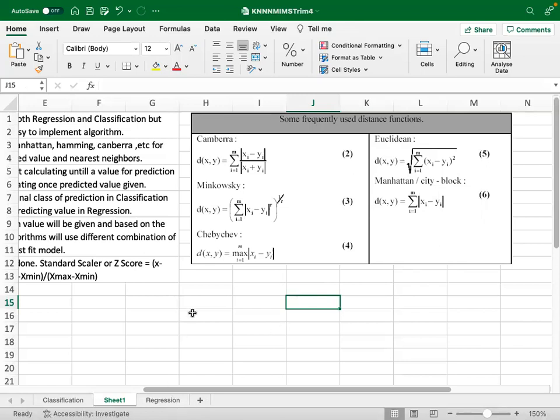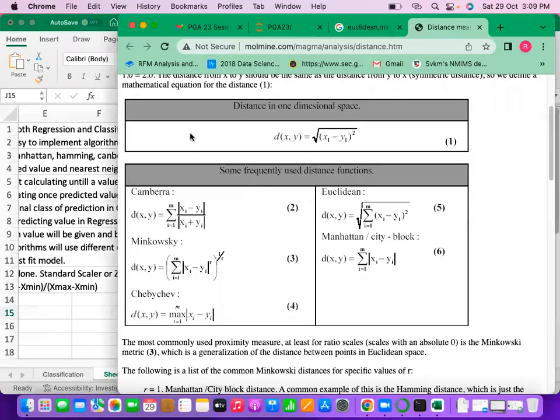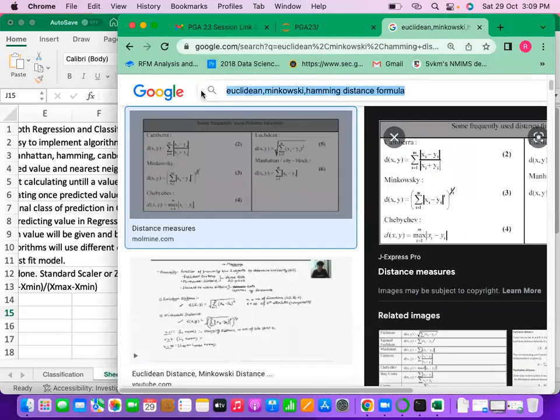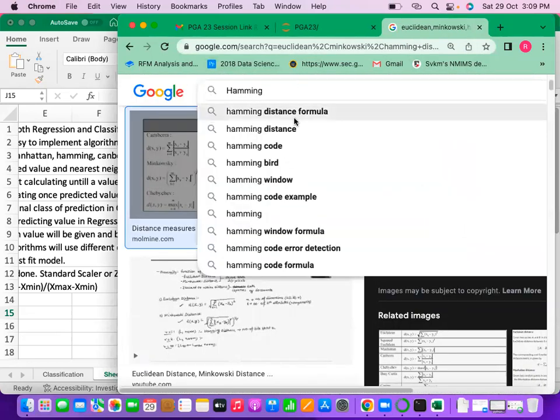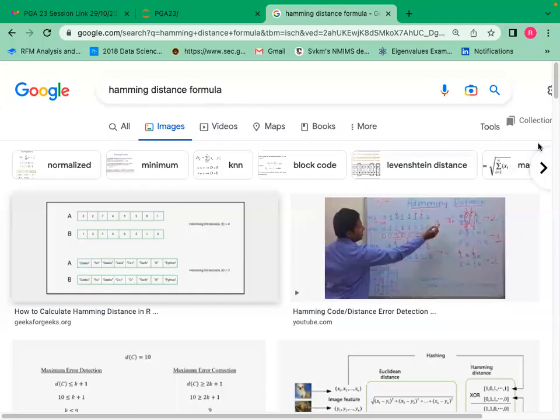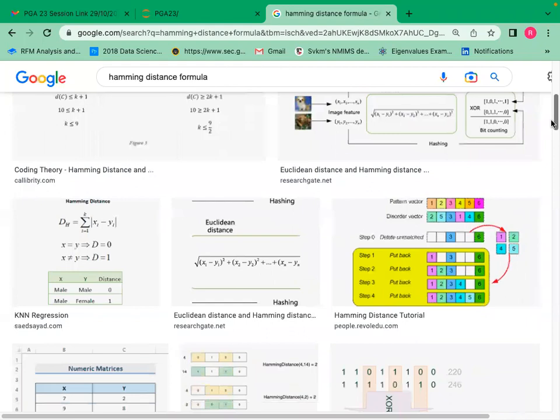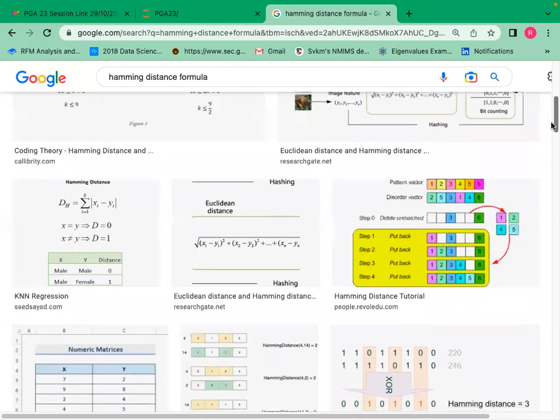And if you are using text data, we use Hamming distance. Text mining also we will do. We use distance methods in text also, natural language processing. There, the predominantly used method is Hamming. Hamming is a very predominantly used method in text. So let us say we have an example here.